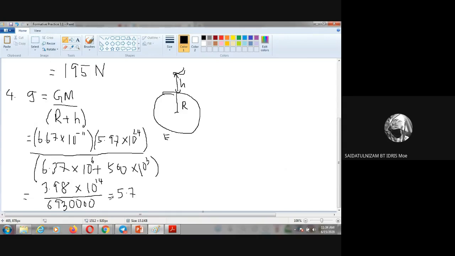Letak di atas tu. 6.67 darab dengan 10 eksponen negatif 11 darab lagi 5.97 darab lagi 10 negatif 4. Tu bahagi dengan ni. Dengan 37 darab dengan 10 dengan campur dengan 560, 6930.